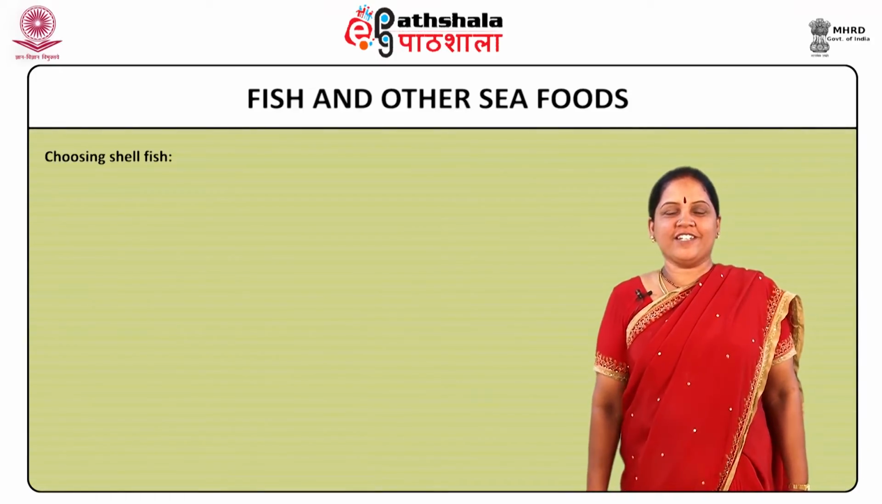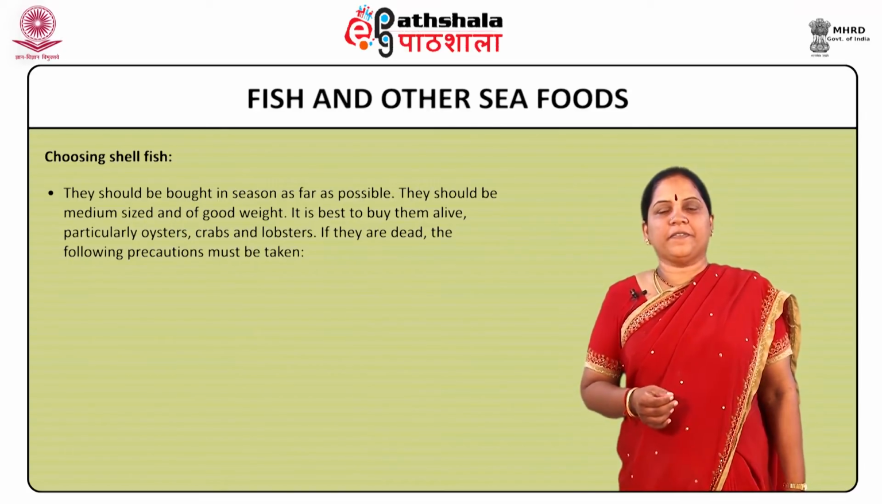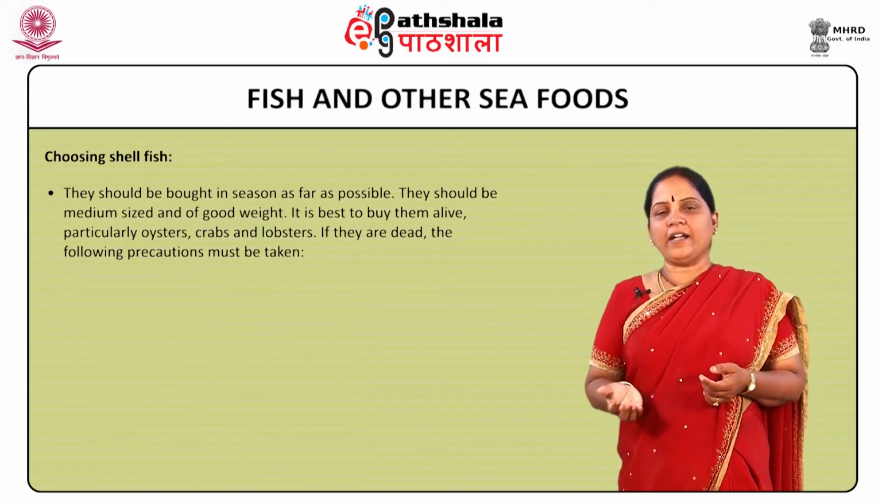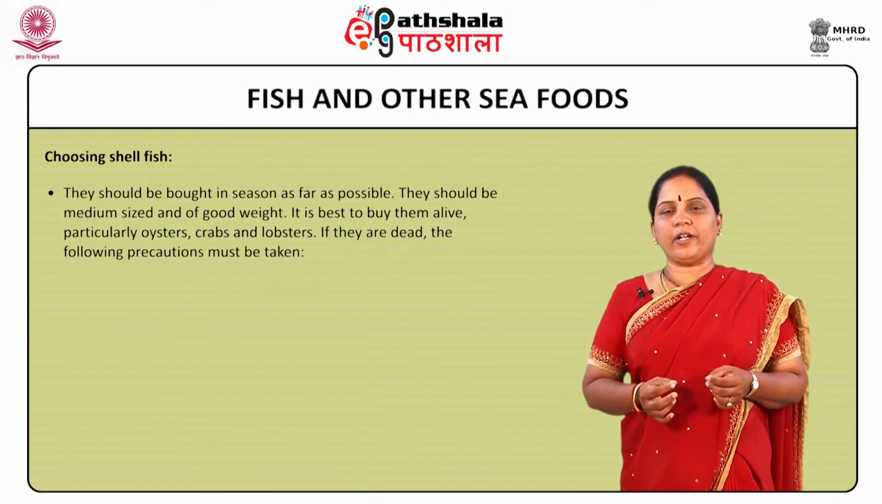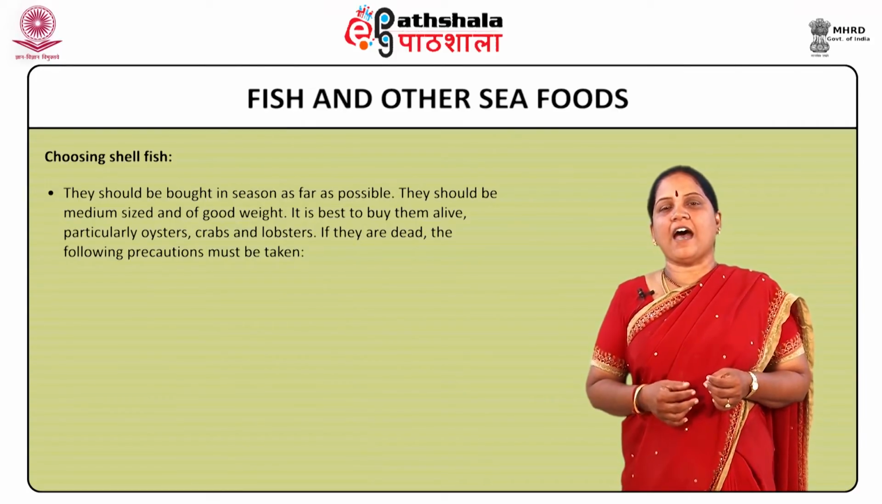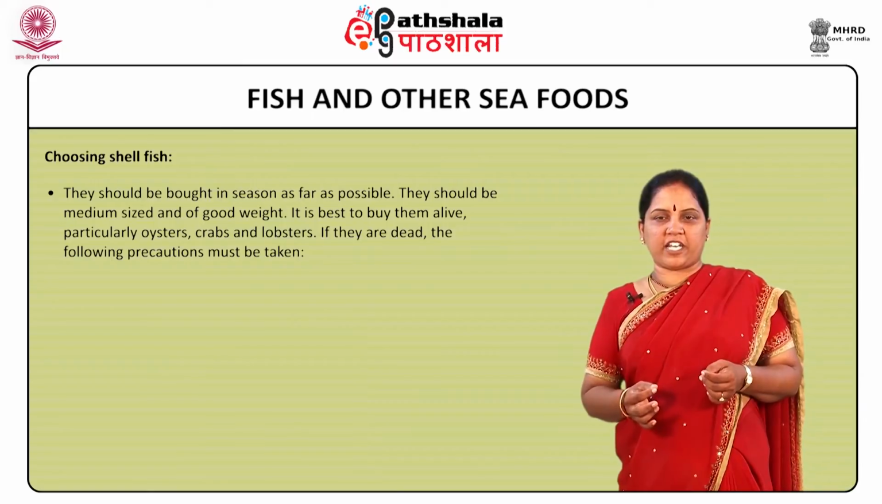Choosing shellfish. They should be bought in season as far as possible. They should be medium size and of good weight. It is best to buy them alive, particularly oysters, crabs and lobsters. If they are dead, the following precautions must be taken.